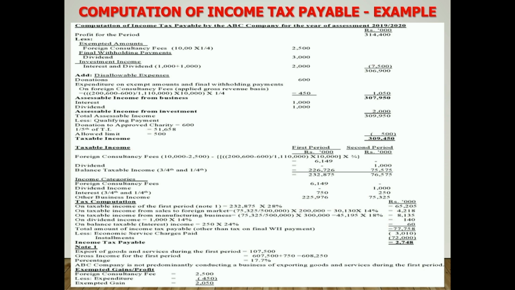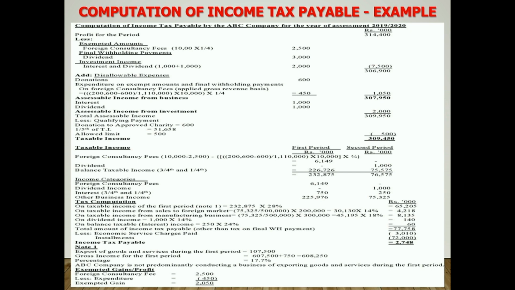The dividend income available in the taxable income should be considered for the second period, because the final withholding payment amount of rupees 3 million was already removed. That is 1 million we have to consider for the second period. After those two items, the balance taxable income is split into two periods by applying the pro rata basis.